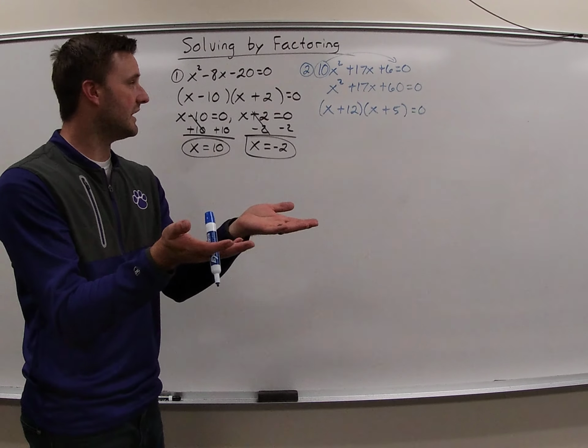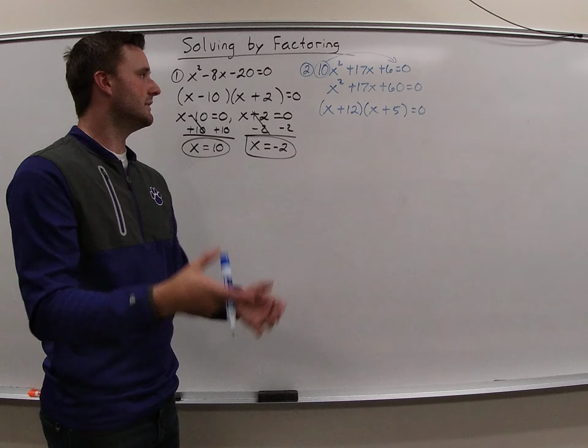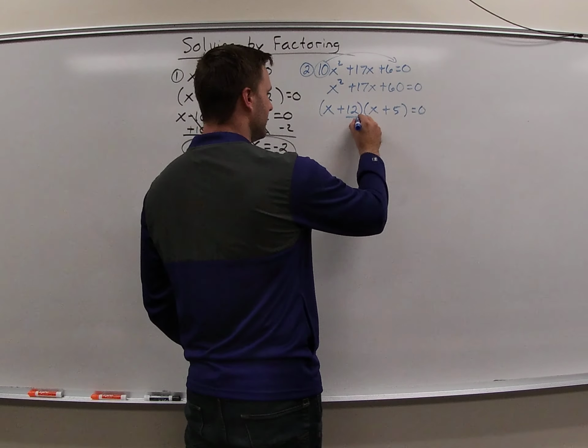Now, our equation is unbalanced because I multiplied by that 10. I need to undo that or get it back to balance by dividing by 10. So I'm going to divide both of these by 10.